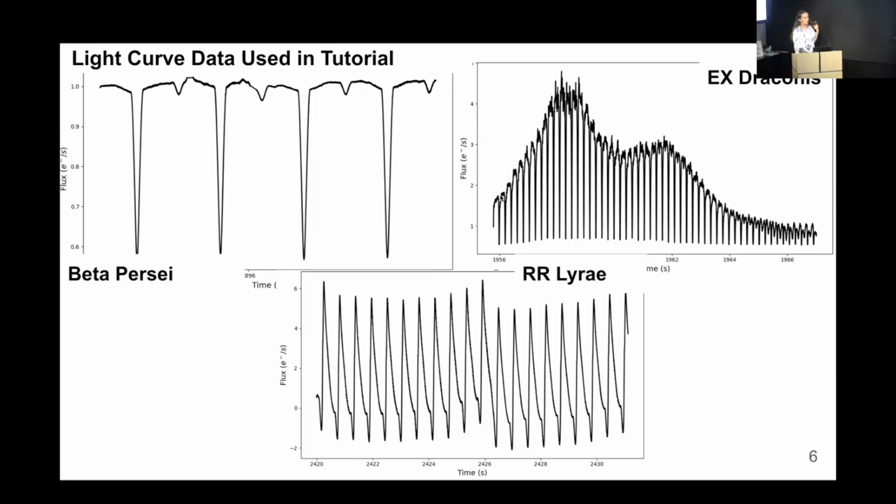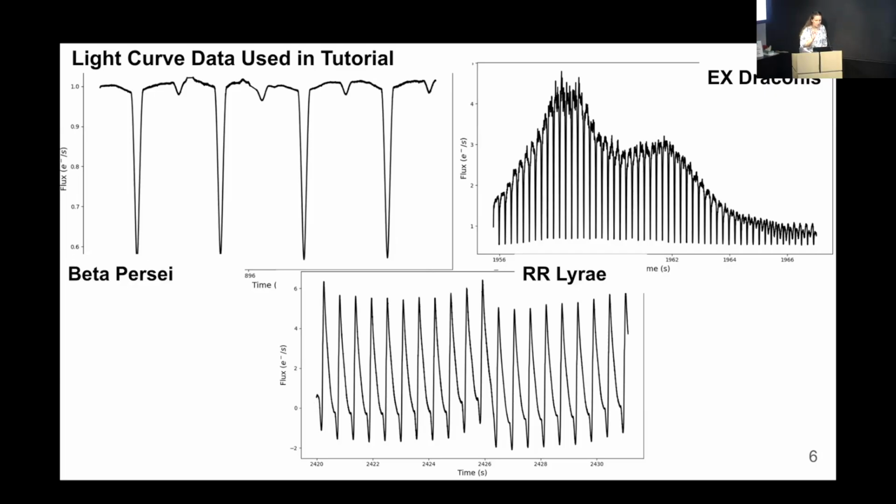Then in the top right, we've got EX Draconis, which is something called a dwarf nova. It's a white dwarf eclipsing binary pair. So you've got regular eclipses in this light curve, but also big outbursts, a big overarching outburst pattern. And then in the bottom middle, I've got RR Lyrae, which is a regular pulsating variable.